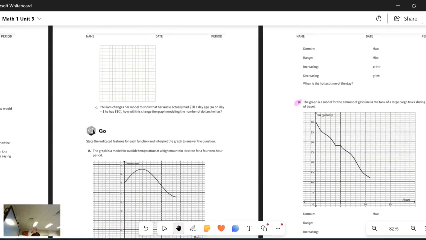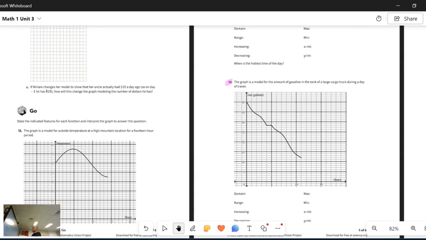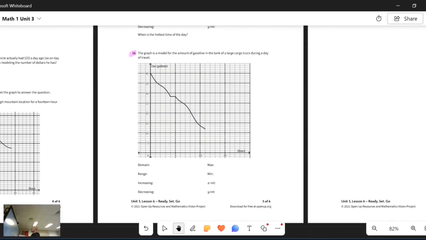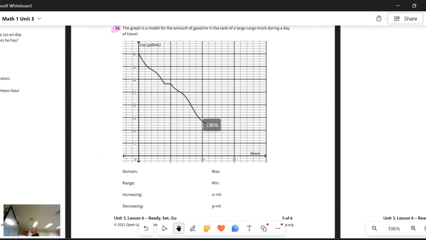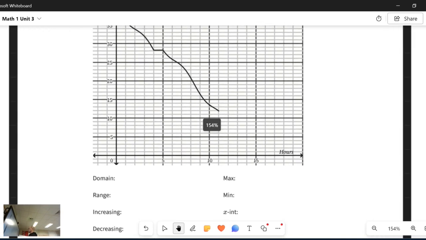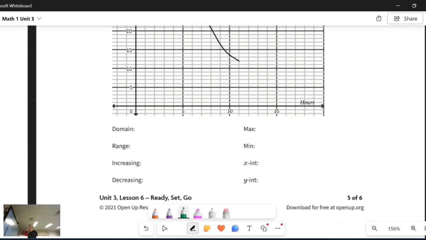We don't have anything on the next page. For problem 14, it's asking us to answer all these different pieces. So the graph is a model for an amount of gasoline in a tank of a large cargo truck during a day of work. It asks us for our domain. How far left to how far right do we go? If we look, we start at 0, and we go all the way to 11, including both of those points. So when I write down my domain, I'm going to say it starts at 0, goes to 11, both are included.